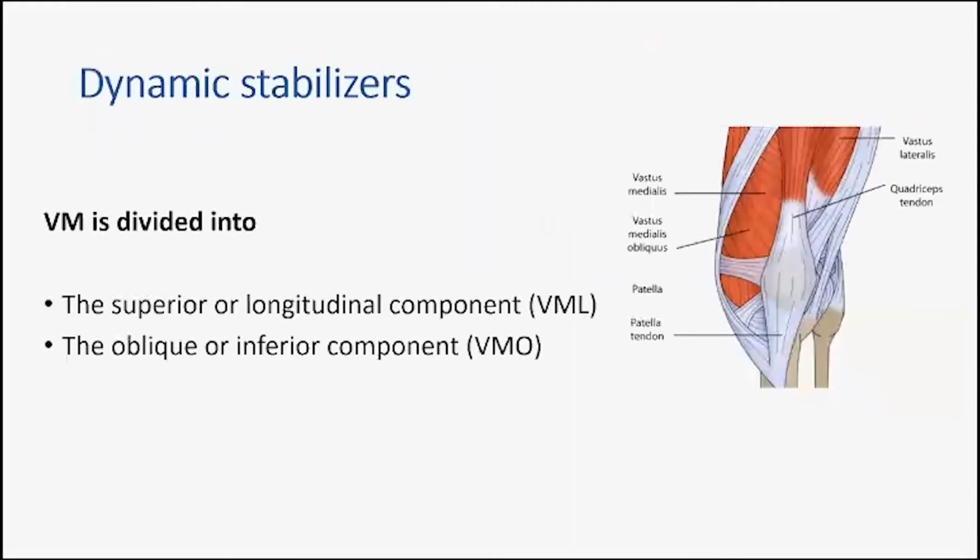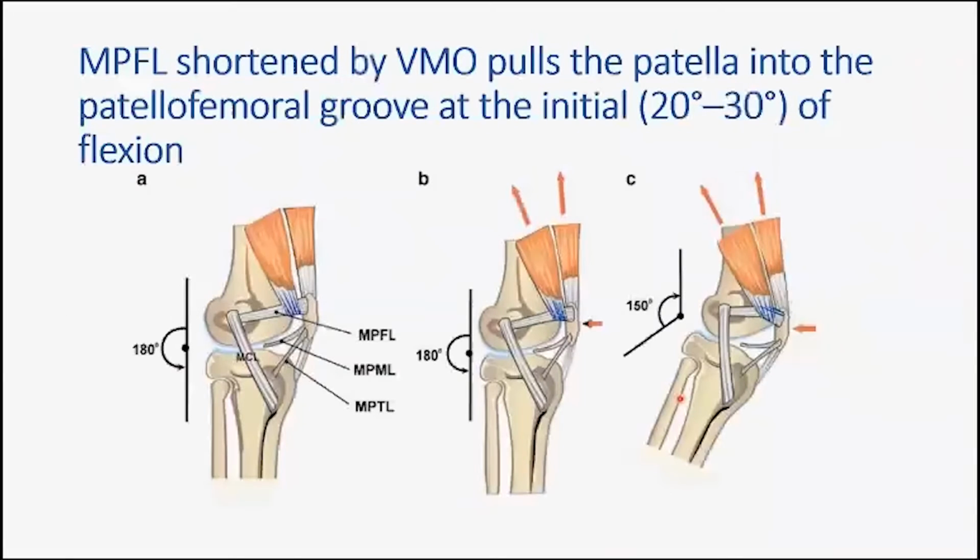Vastus medialis is the most important dynamic stabilizer, and it counteracts the vastus lateralis mainly by the vastus obliquus component, which has a horizontal direction. It also acts by shortening the medial patellofemoral ligament in the early 20 degrees of flexion.